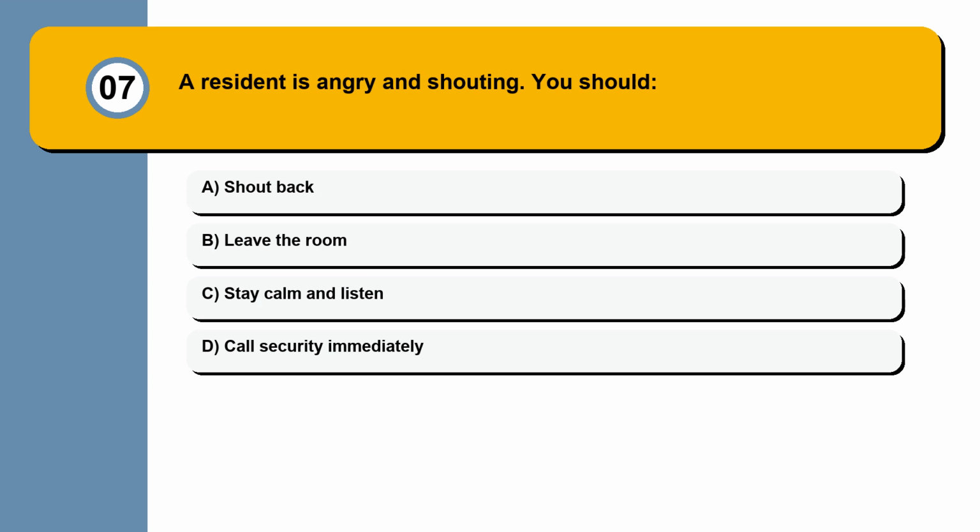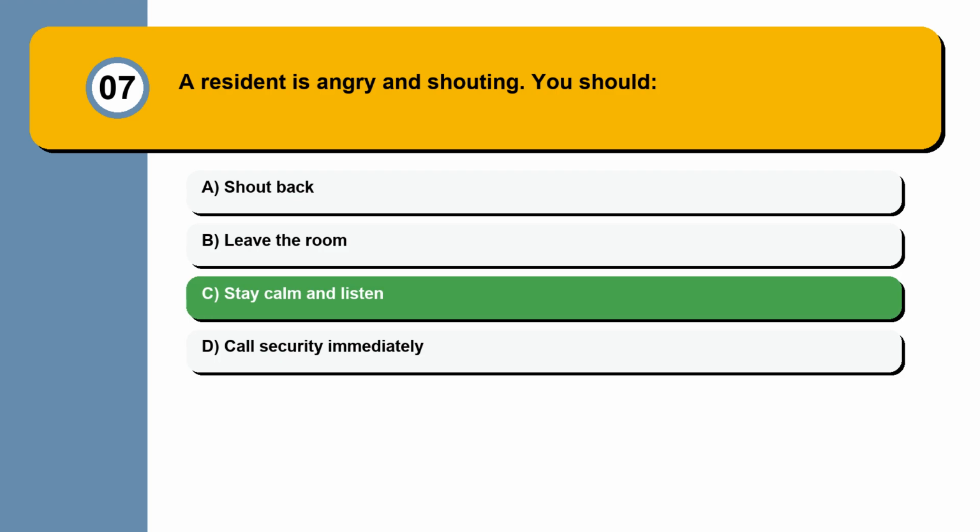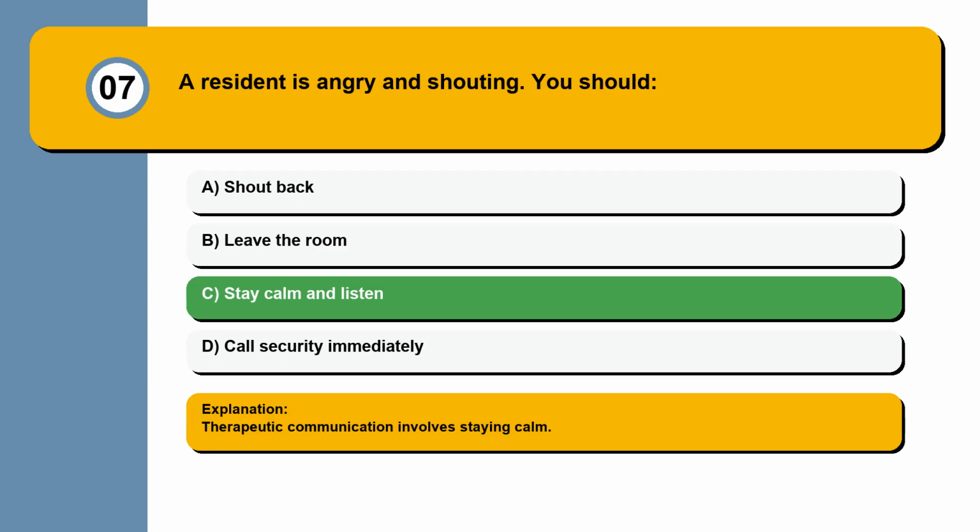Question 7. A resident is angry and shouting. You should shout back. Leave the room. Stay calm and listen. Call security immediately. Therapeutic communication involves staying calm.